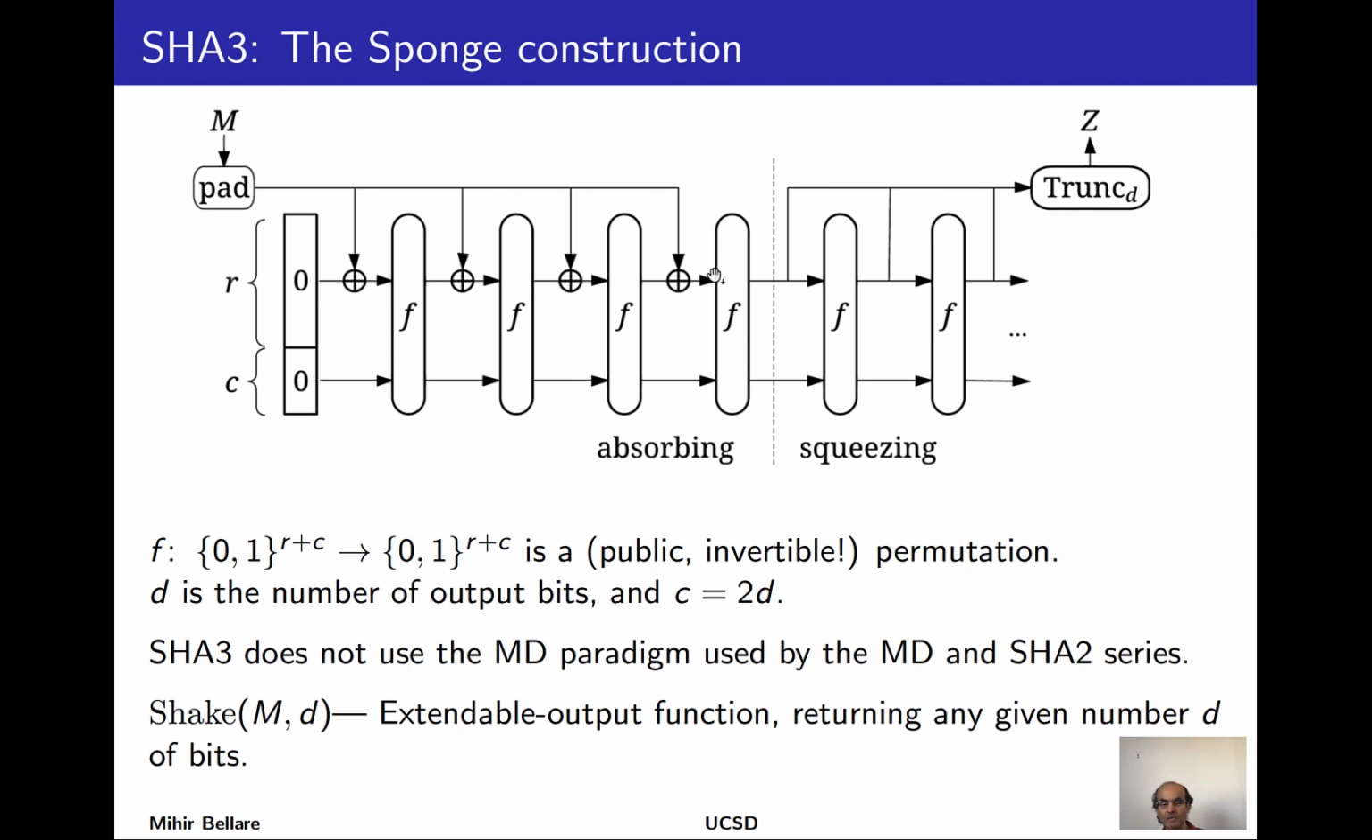Now, when you're done with that, you don't output this result because if you output everything, you could reverse, because F is easily invertible. It has no key. Anyone can invert it. Instead, there are more steps in which you do a truncation. You simply throw away some bits of the output, and that seems to be good.